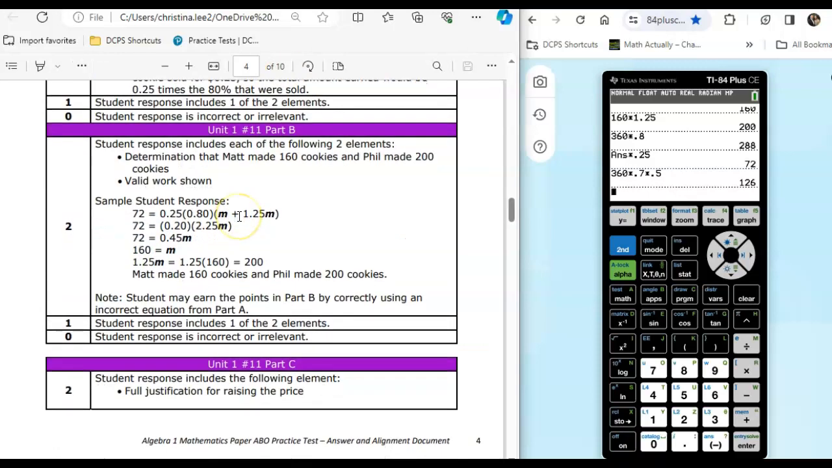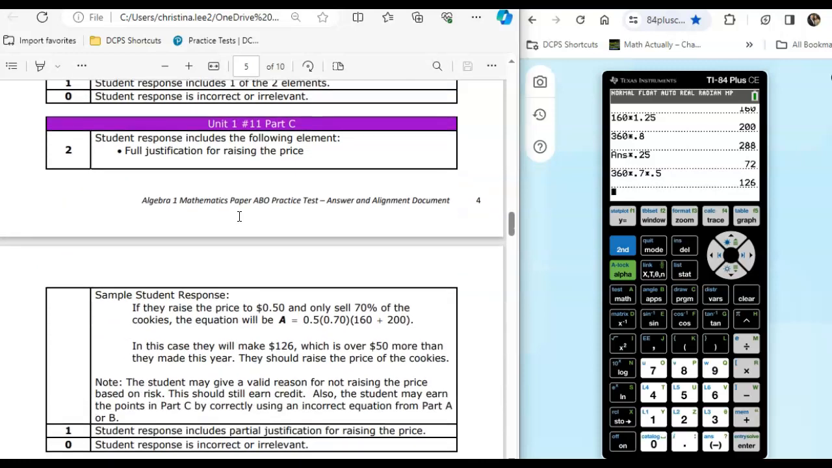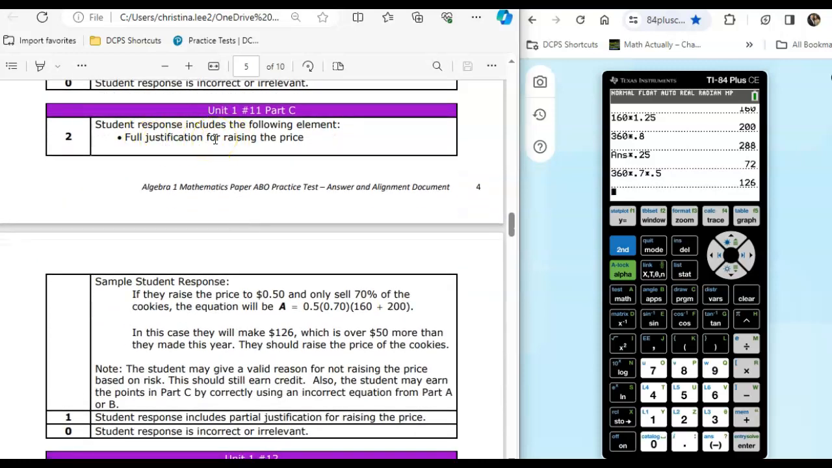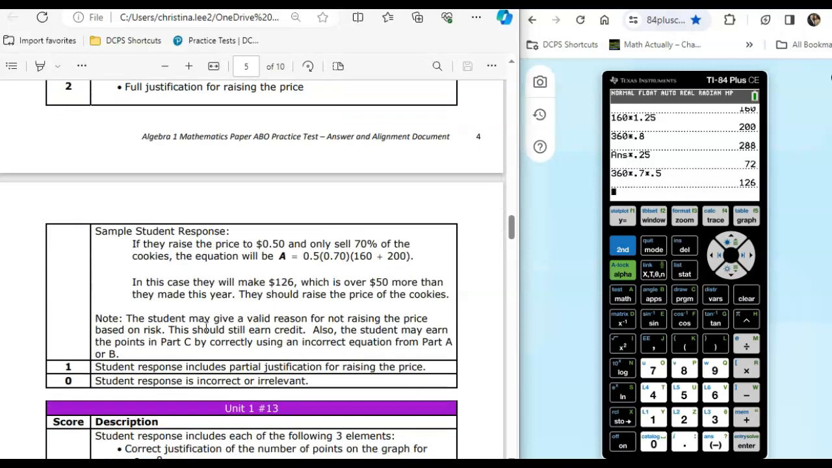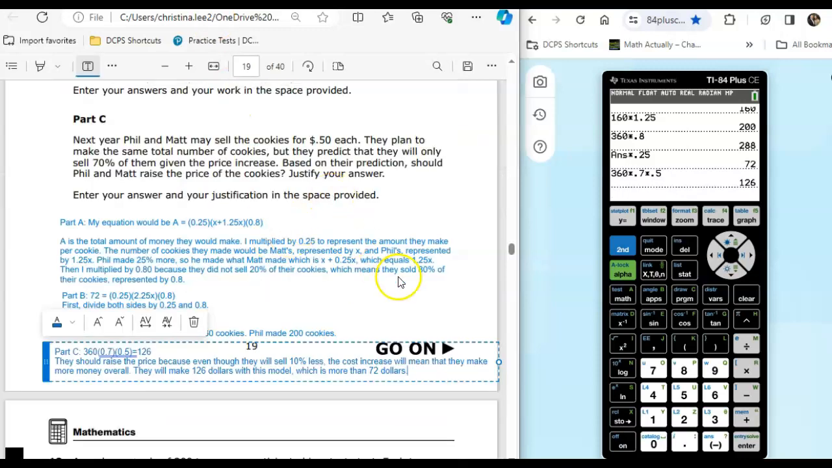Let's again take a look at the rubric for Part C. So full justification for raising the price, right? If they raise the price to 50 cents and only sell 70% of the cookies, the equation will be A equals 0.5 times 0.7 times 160 plus 200. So that's where I got that 360. In this case, they make $126, which we found over here, right? And that is over $50 more than they made this year, so they should therefore raise the price of the cookies. Okay, so we are in agreement.